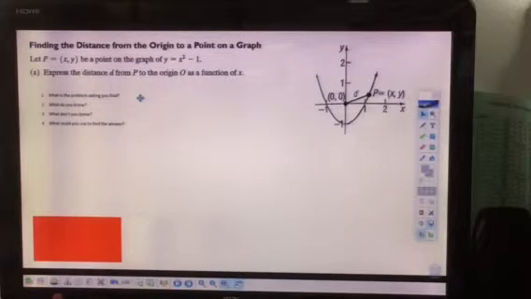I would then give them time in their groups to try and answer the question, to find an equation to express the distance. Then again, come back as a whole group. What did you come up with? See if any groups were different, what was the same, any questions, any confusion, clarifying.